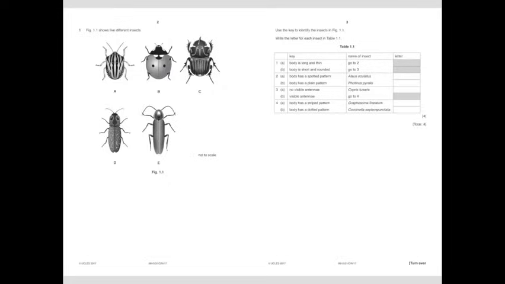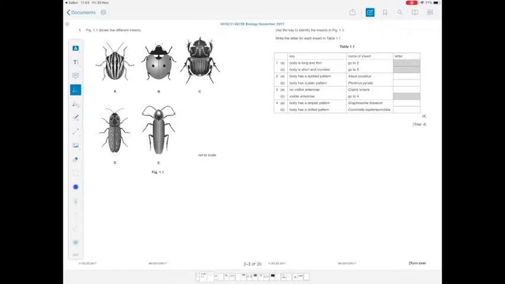Right, we now need to go over the dichotomous keys part of the specification. Now, I think the easiest way here is to show you a past exam question to work out how you're going to approach it, because really I can't just explain it without an example. So figure 1. Figure 1.1 shows 5 different insects. Yeah, cool, those insects are really nicely drawn actually. Use the key to identify the insects in figure 1.1 and write the letter for each insect in table 1.1. So the easiest way to approach this is from the animal point of view, not the table. So that is my first recommendation.